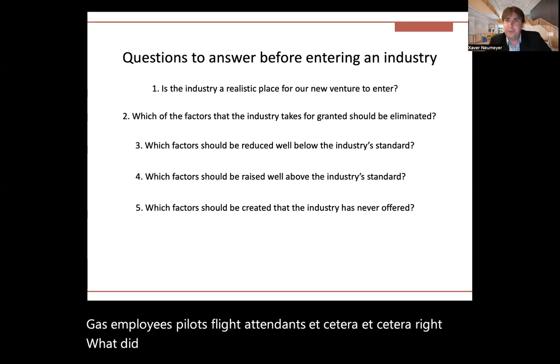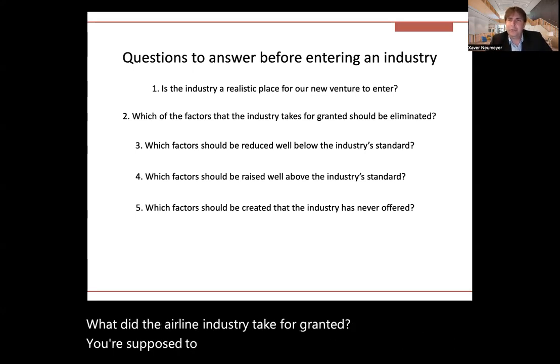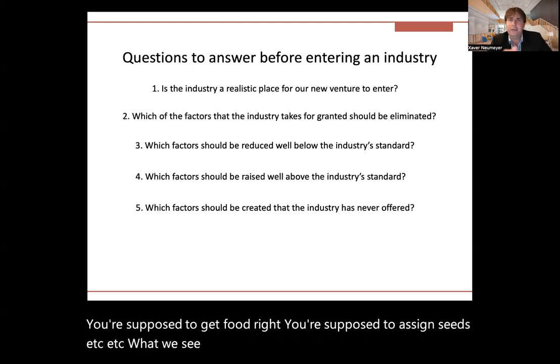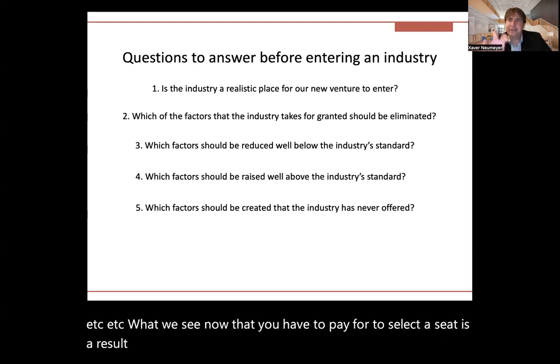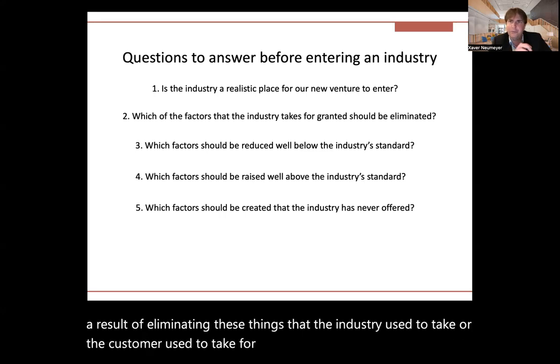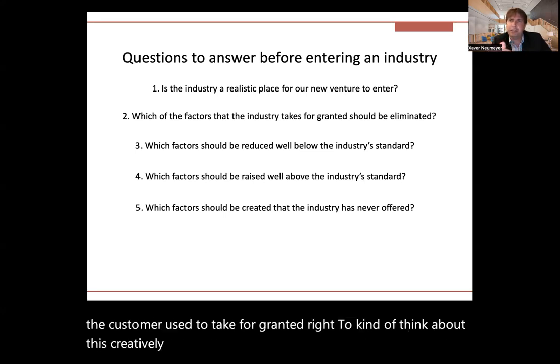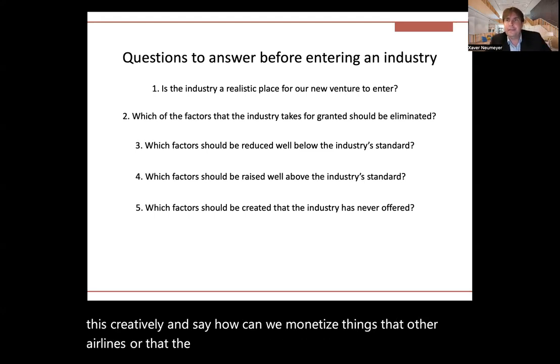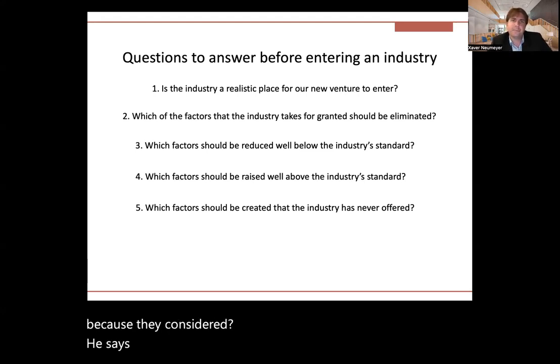What did the airline industry take for granted? You're supposed to get food, you're supposed to be assigned seats, et cetera. What we see now, that you have to pay to select a seat, is a result of eliminating these things that the industry, or the customer, used to take for granted. To think about this creatively and say, how can we monetize things that the airline industry has essentially never touched because they considered these not monetizable?